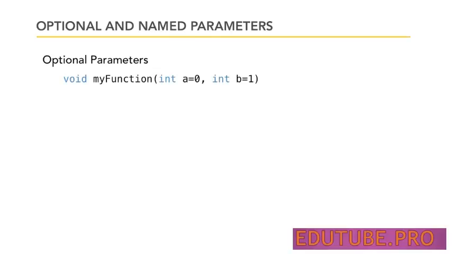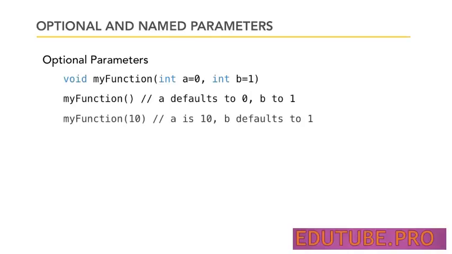So I can define a function, and you can see that I define the function normally with two integer parameters, but I've got equals and then values after each one of those parameters. So here for my function, I don't have to supply values for a or for b, because if I don't, then a will default to 0 and b will default to 1. So for example, it's just as valid for me to call the function like this, where I've got a just defaulting to 0 and b to 1, as it is to call it like this, where a is now 10, but b retains its default value.